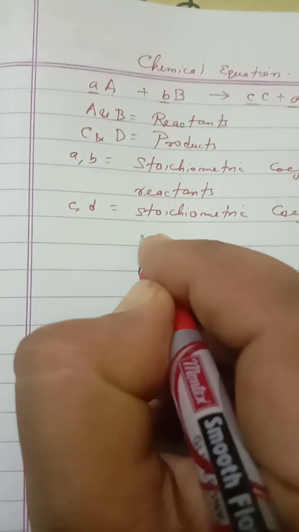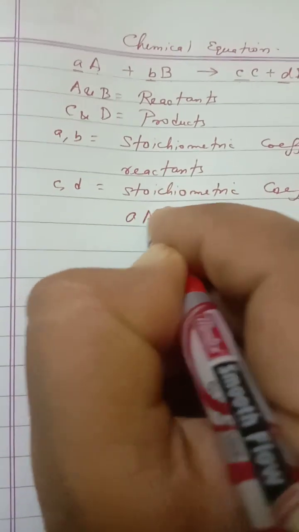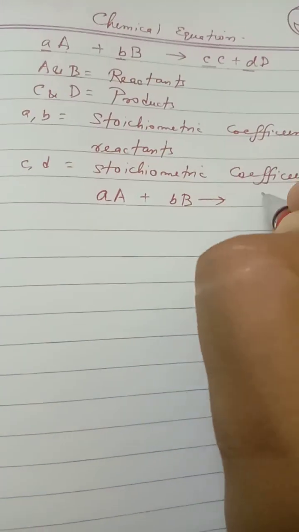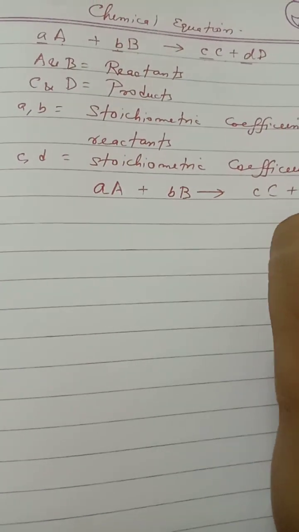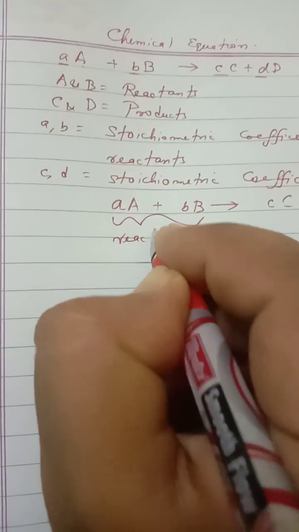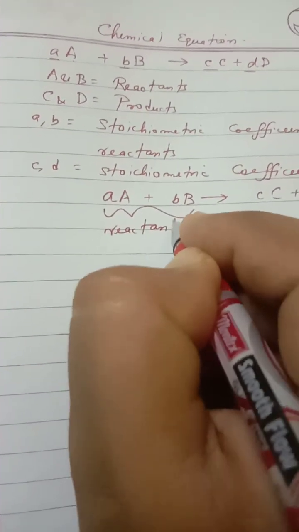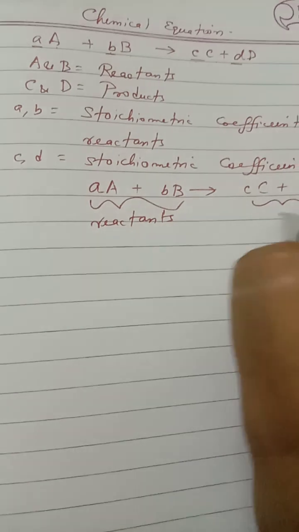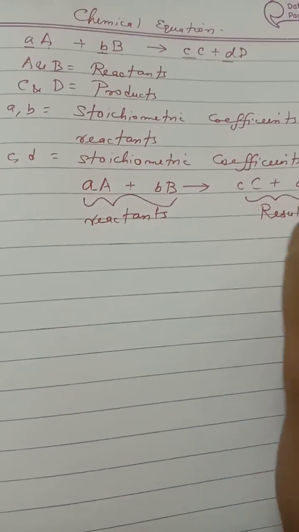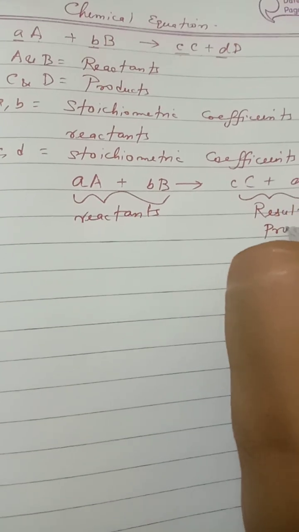So again we can directly say that aA plus bB gives you cC plus dD. These are the reactants and these are the resultants, or simply products.